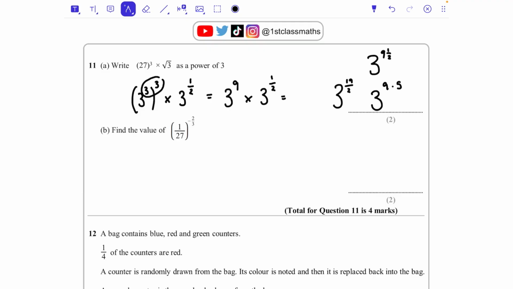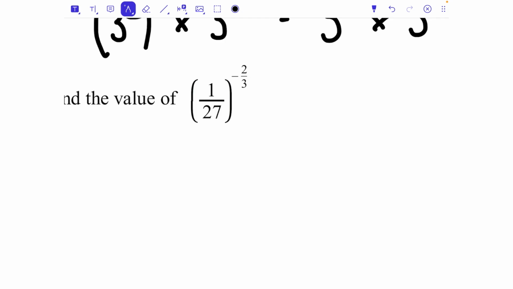Okay, find the value of 1 over 27 to the power of minus 2 over 3. So we've got 3 things to worry about here. The negative makes the base number, this, its reciprocal. So the first thing I'm going to do is write 27, that's the reciprocal of 1 over 27, and it's still to the power of 2/3.